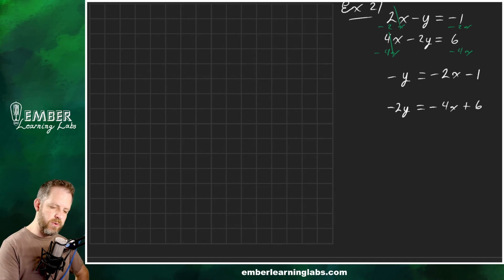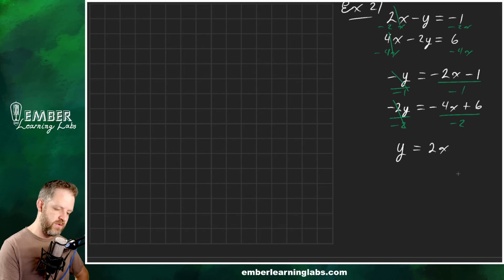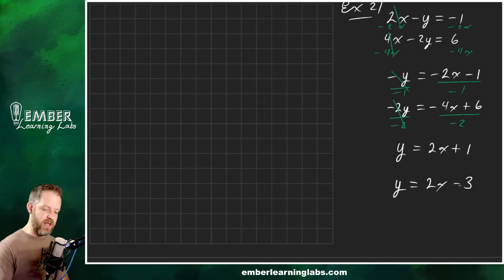All right, so now we're going to divide by -1 on the top one and divide by -2 on the bottom one. Okay, so on the top one, the -1's cancel, and on the bottom one, the -2's cancel. So on the top one, we're left with y equals 2x plus 1. And on the bottom one, we're left with y equals 2x minus 3.